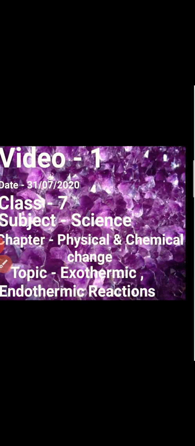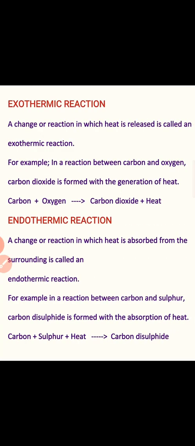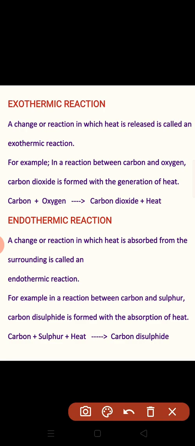This is all about chemical reactions, as I explained in the previous lecture about chemical reactions and chemical equations. So you can say that there are two types of chemical reactions. It can be an exothermic reaction and it can be an endothermic reaction. Let's check out.